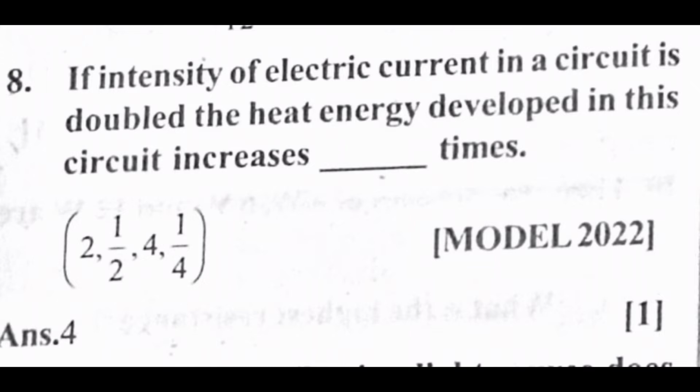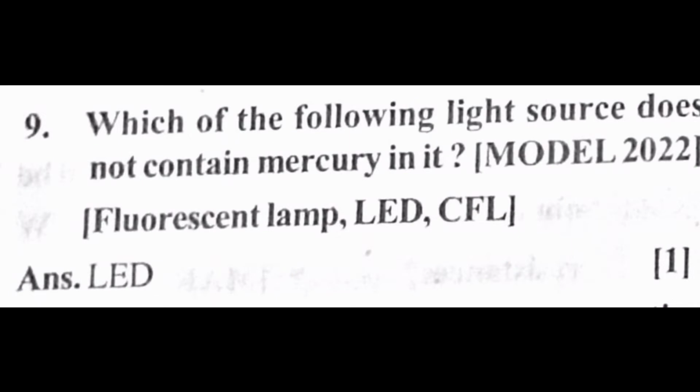Here what are the quantities given? The intensity of electric current is doubled, right? Then what we have to calculate? The heat energy developed. We know the equation for finding heat energy: H is equal to I square RT. If I is doubled, what will be the increase in its heat energy? I square is here, right? So that will be 4 times. So that will be increased by 4 times.